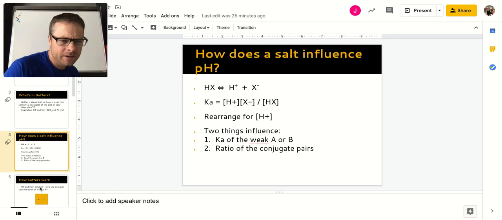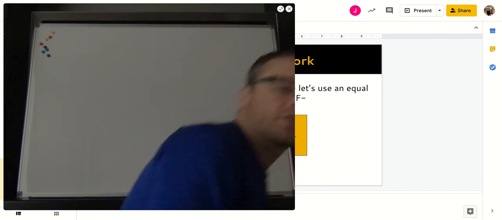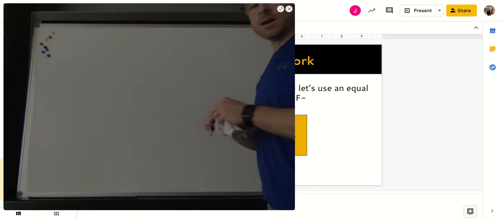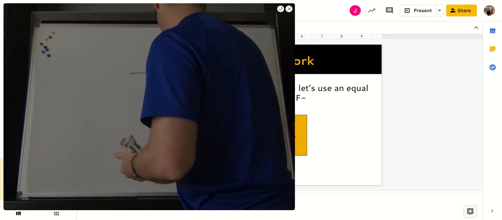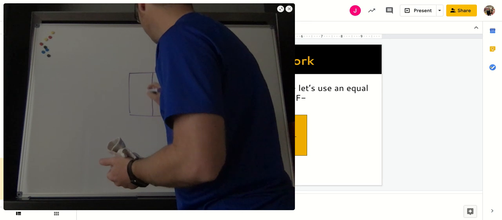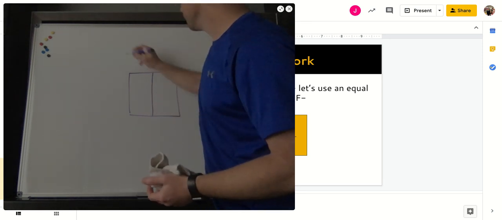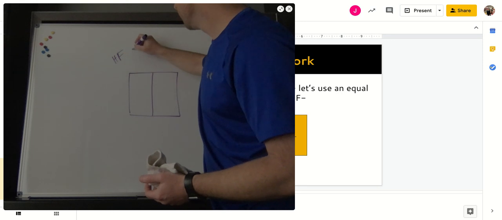So I'm going to just skip down here, and I'm going to show you how buffers work. This is also in the slideshow, but I can't draw in the slideshow, so let me just show you real quick. All right, let's say we have, this is going to be really stupid, obviously, this is a mixture. Today, we're going to make a buffer of HF and F minus.